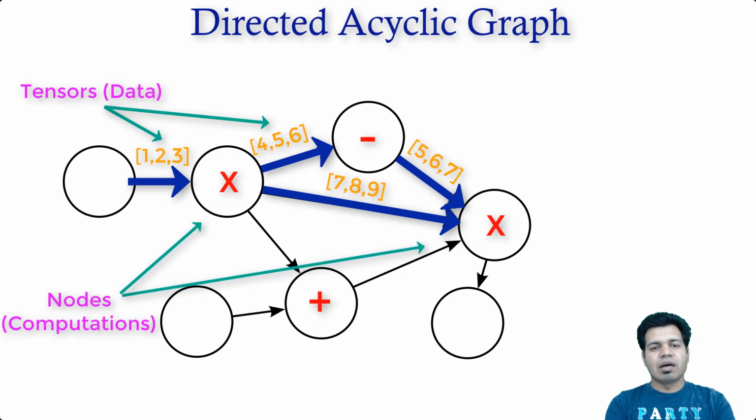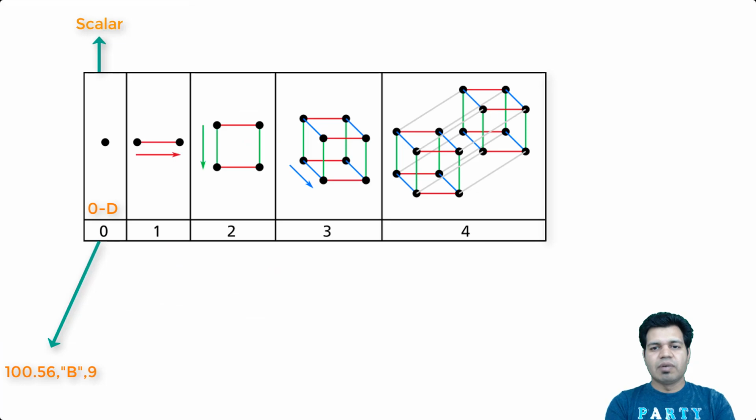Moving on, scalars are referred to as zero-dimension tensors. For example, let's consider a float value like 100.56, a string character, let us say B, or an int value 9. These are all scalars and are considered zero-dimension tensors. Moving on, vectors are one-dimensional tensors and are represented with one square bracket at each end, and between these square brackets we have a number of elements.